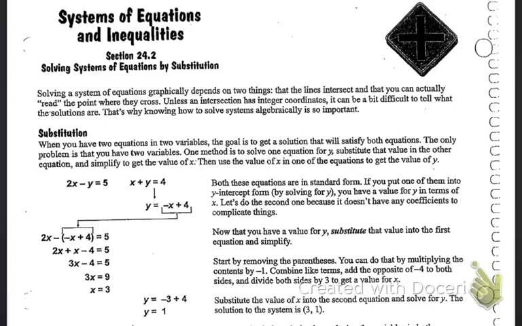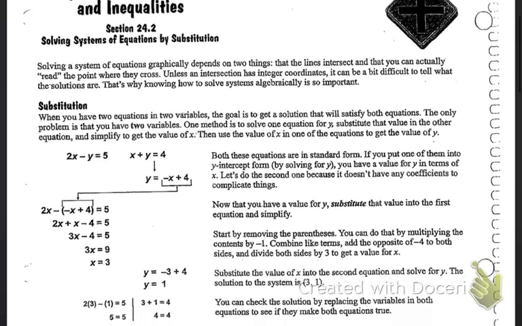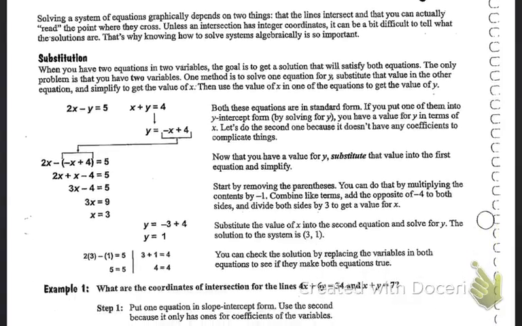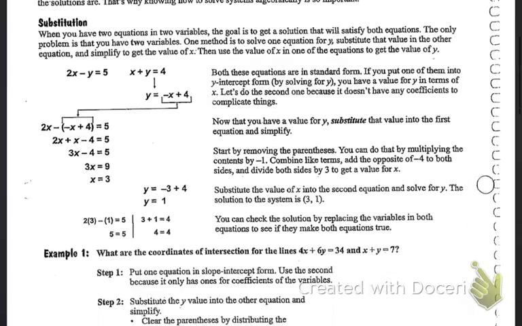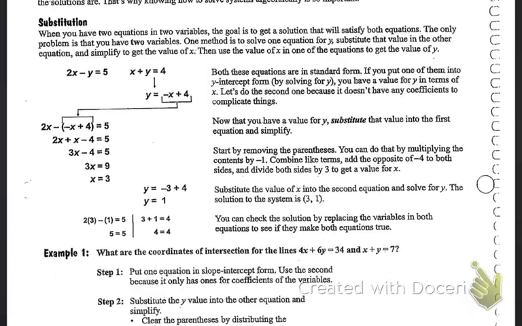So let's take a look at this example. We have 2x minus y equals 5 and x plus y equals 4. We have two equations and they're in two variables. So our goal is to get a solution that will satisfy both of these. When you have two variables like that, we're going to want to solve one equation for y. Substitute that value into the other equation and then simplify to get the value of x. Then we use that value of x in one of the equations to get y. Just watch as we do this one together.